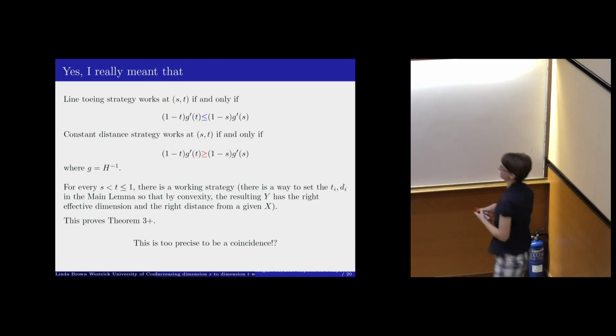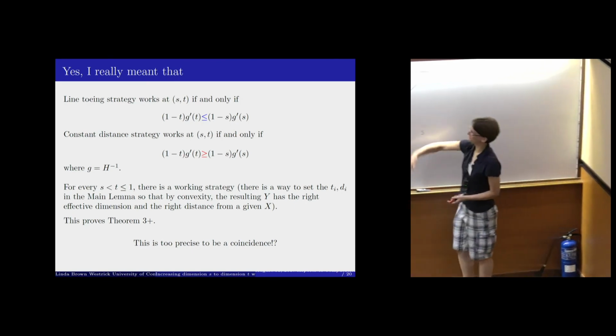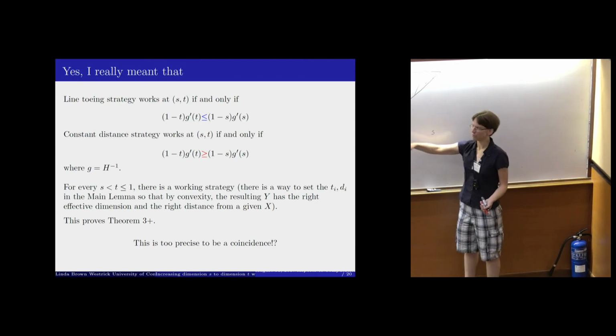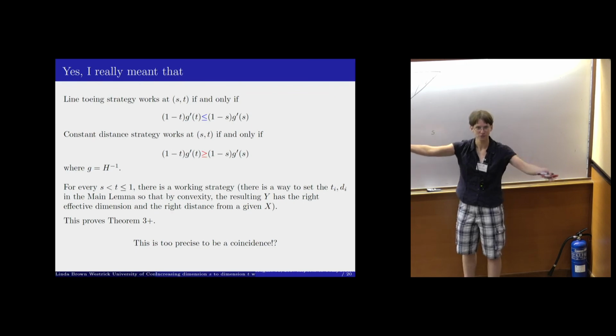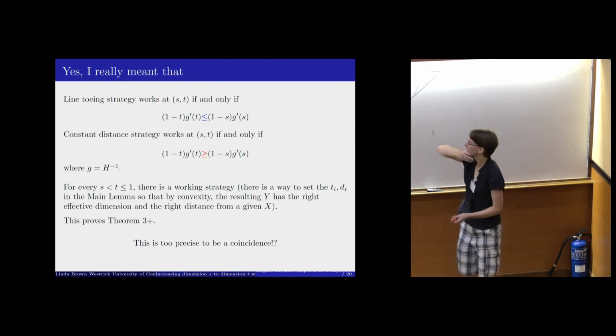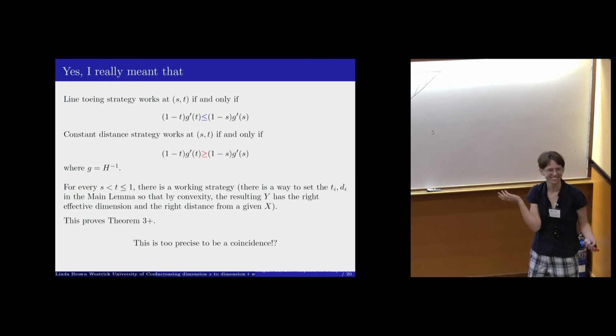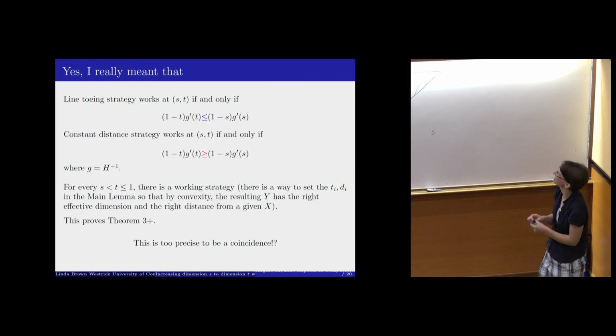So anyway, our hope was fulfilled. We managed to cover the space with working strategies. So modulo a lot of hand waving, I've proved to you Theorem 3+ now. But it leaves us with a question, which is basically, what's going on? These two strategies seem a bit ad hoc, you could say. So the fact that they dovetail with each other exactly couldn't be a coincidence. So I'd like to know what's happening.